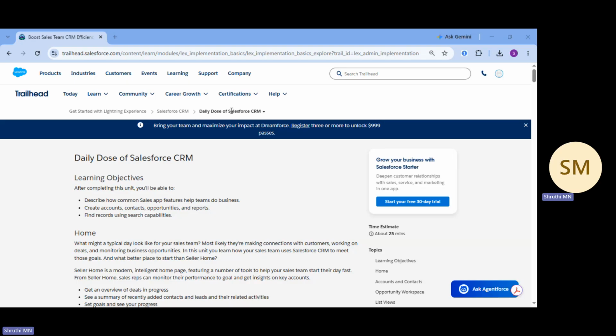Instead of your sales team searching through spreadsheets, emails, and different systems, Salesforce can give them a 360-degree view of the customer relationship. You can see the company, you can see the people, you can see the deals, and you can track what's happening next. And that's why Salesforce is much more than a database. It's a CRM platform designed to help businesses manage customer relationships and sales processes.